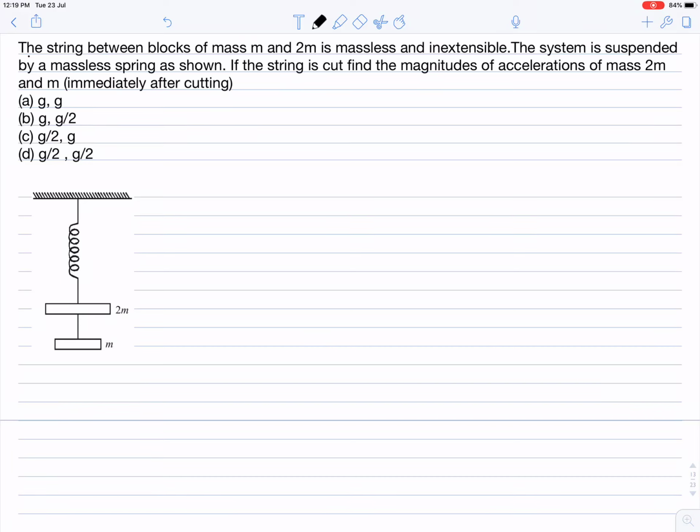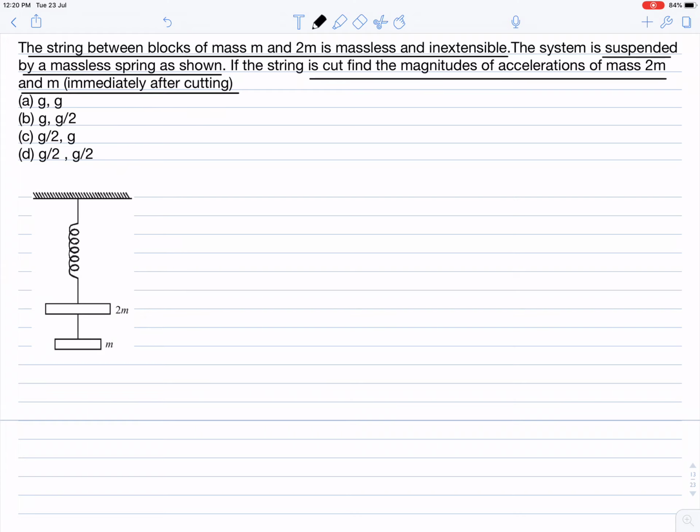Let's see this case. The string between the blocks of mass m and 2m is massless and inextensible. The system is suspended by a massless spring as shown in the figure. If the string is cut, find the acceleration of m and 2m immediately after cutting the string.